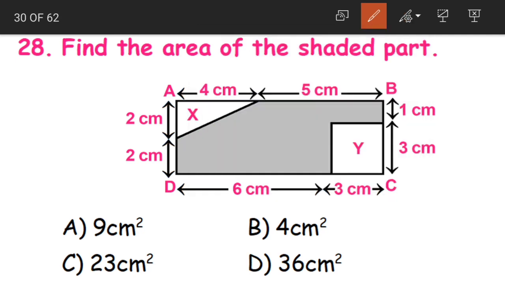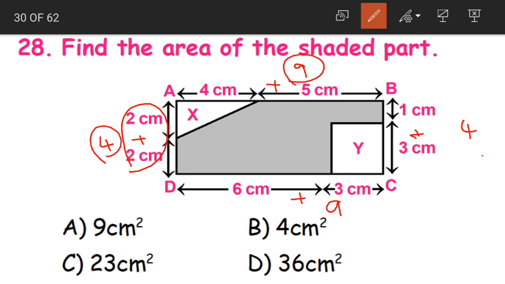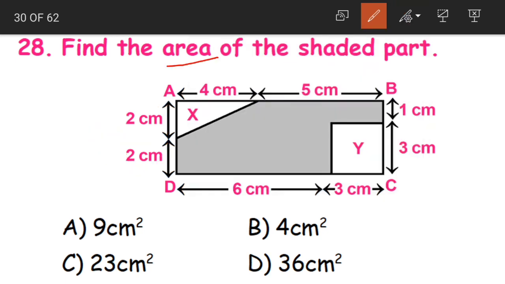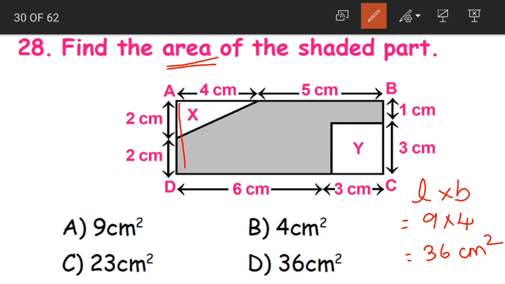So first, what will be the area of the figure? We have to find out the length and breadth. Breadth is 2 plus 2, 4. So here also 3 plus 1, 4. And what is the length? 4 plus 5, 9. And even here the length is 6 plus 3, 9. So the length and breadth are 9 centimeters and 4 centimeters. So what will be the area of this rectangle, children? Area will be equal to length into breadth, that is equal to 9 into 4, that is equal to 36 centimeters square. This is the area of our entire figure, but we want the area of only the shaded part.